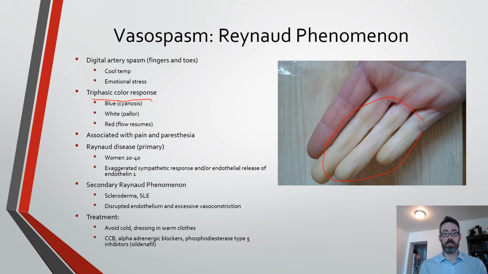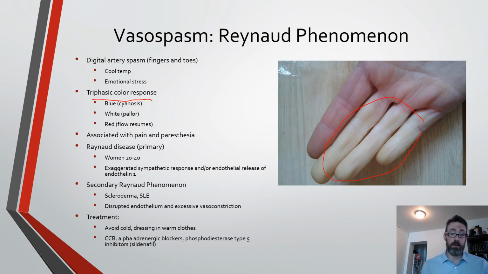There's two really types. We have a primary Raynaud's disease. This usually occurs in women between the ages of 20 and 40. And this is really just an exaggerated sympathetic response, where it's overly sensitive to the sympathetic drive, so it activates them very vigorously. Included in that would be the endothelium itself over-releasing endothelin 1. I discussed endothelin 1 in a separate lecture, but just as a reminder, endothelin 1 triggers smooth muscle constriction. So the combination of sympathetic overdrive or sensitivity, and excess endothelin 1 activation can cause severe constriction and vasospasm of those areas.